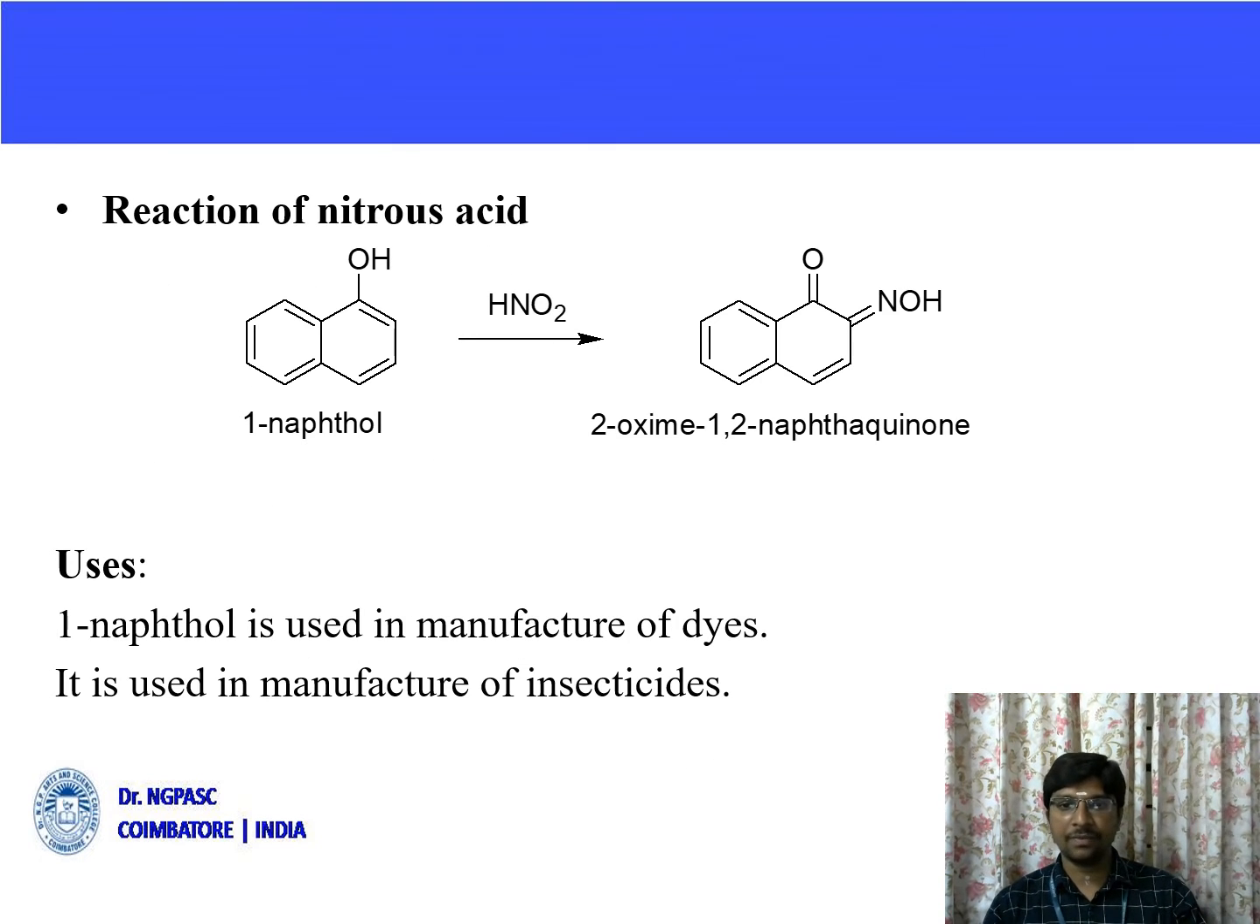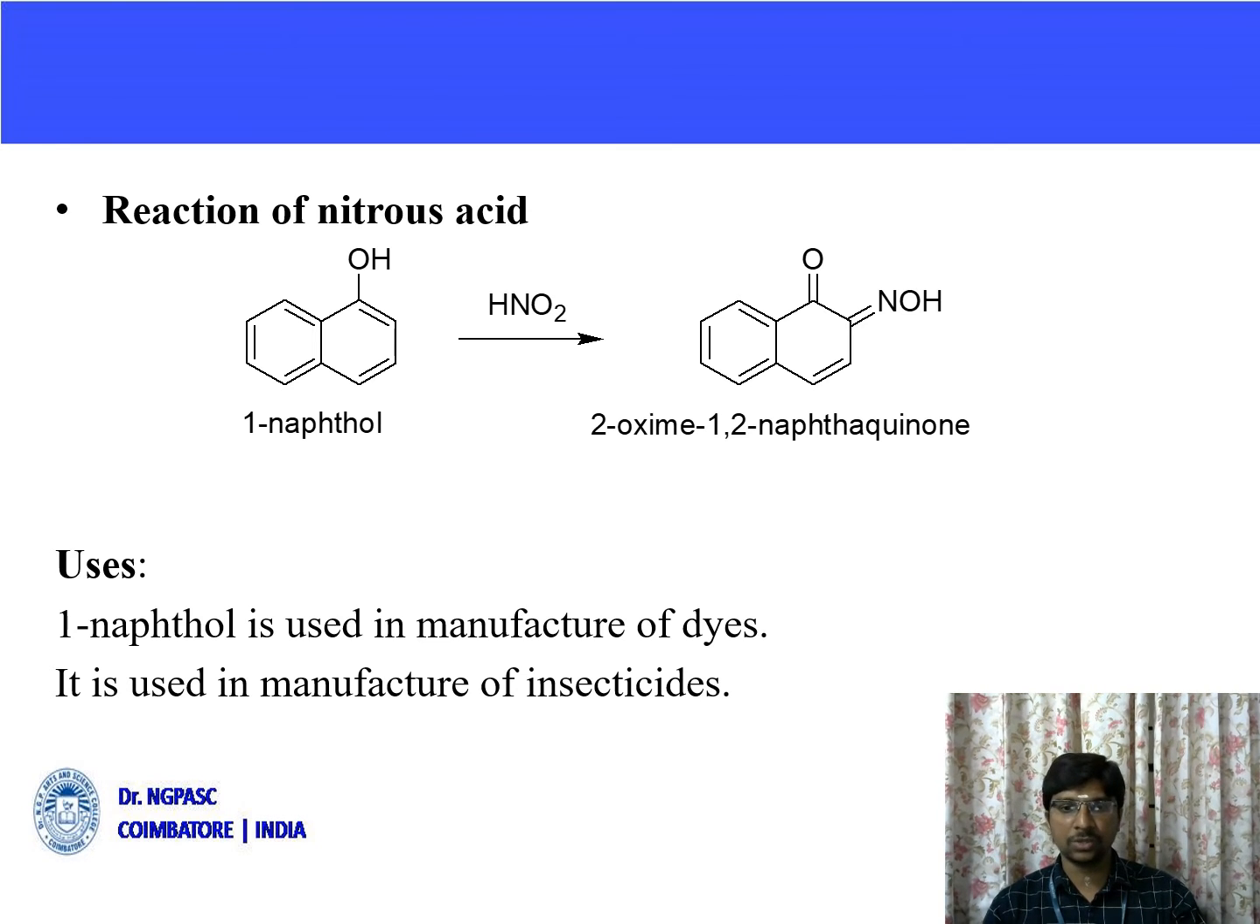And reaction of nitrous acid. So 1-naphthol is treated with nitrous acid, and finally it can provide the 2-oxime 1,2-naphthoquinone compound. So we are getting the naphthoquinone compound from 1-naphthol.